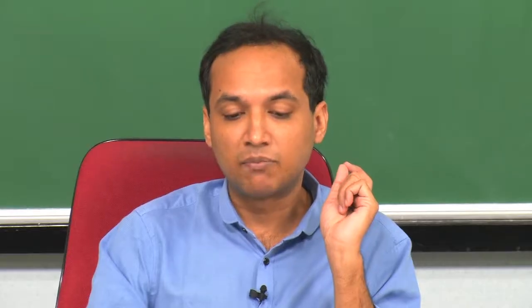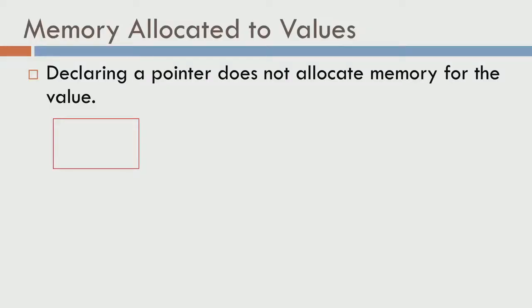So, one minor point, and this is something that many novice programmers in C mess up, is the actual notion of memory allocated to values. Declaring a pointer does not allocate memory for the value. Let me explain what I mean by that. Let us say I have int star p, right. So, I have a declaration called int star p. I am going to have a variable called p, which is of the data type integer pointer. Let us say that is at location 200.